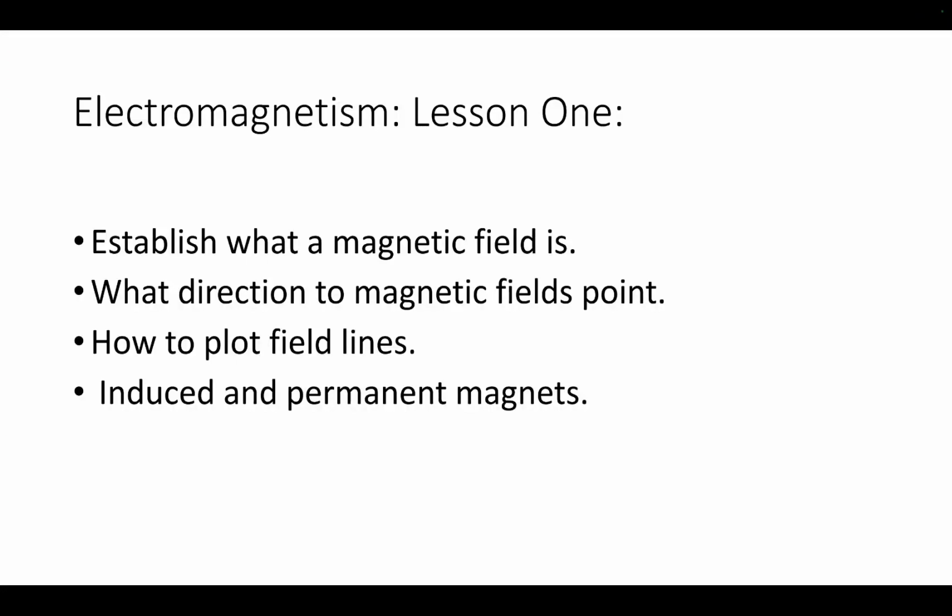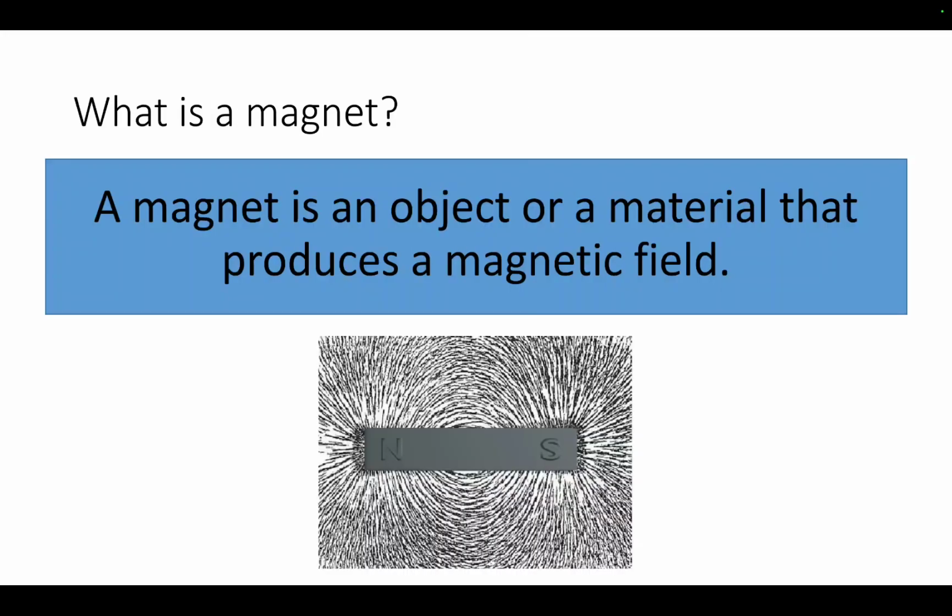Hi there, this is Electromagnetism Lesson 1, and we're going to look at what a magnetic field is, what direction magnetic fields point. We're going to look at how to plot field lines and the differences between induced and permanent magnets. Remember to pause at any point just to make any notes.